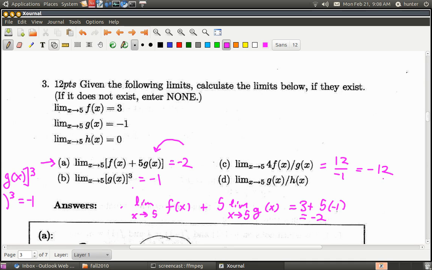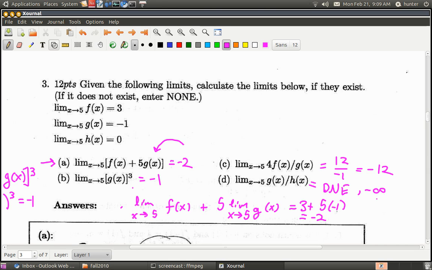And finally, D, we have a case where it just doesn't exist. So as x goes to 5, g is going to -1, but h is going to 0. And so you could say that it's either -infinity or does not exist. Either one is fine. So this equals does not exist, and -infinity is also okay.